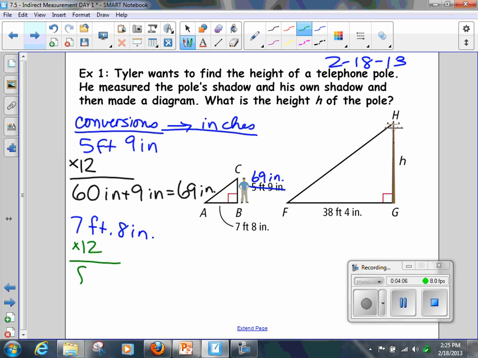7 times 12 is 84, which gives us 92 inches, guys. Is that right? You with me? Or are you just copying what I'm putting up there? Or both? Does it make sense? Okay.